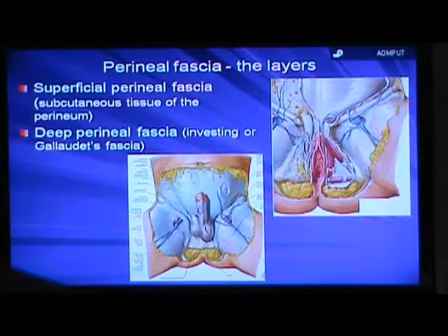The perineal fascia is divided into the superficial and deep. So superficial subcutaneous tissue of the perineum, and the deep perineal fascia, which is called the investing or Gallaudet's fascia.